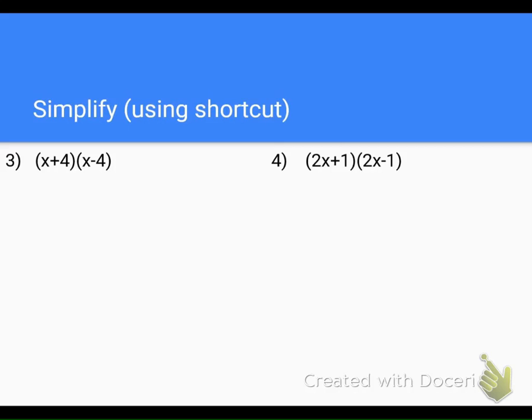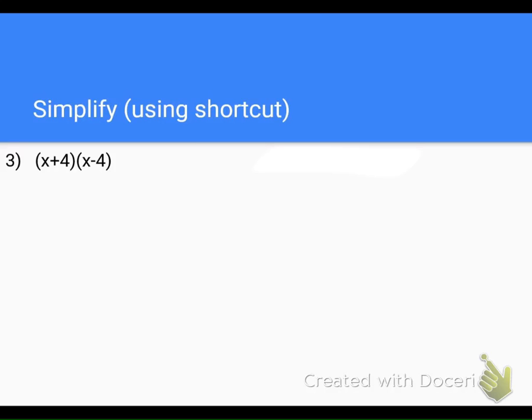Number 3. So let's write down number 3, please. (x + 4)(x - 4). Turn to your neighbor. Tell him, can we use the shortcut on this problem? Yes or no? And tell him why.